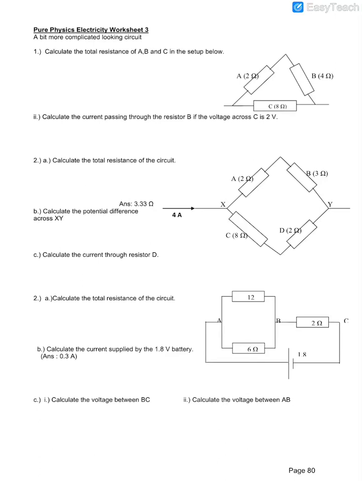Because the current doesn't split. Yes, the current comes here, what happens? It splits. I1, I2. I1 goes through here. I1 also goes through here. So the current that goes through A and the current that goes through B is the same. Alright? Okay? So I hope that's obvious, huh?